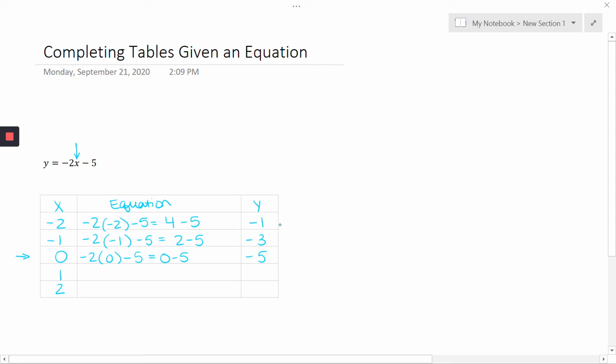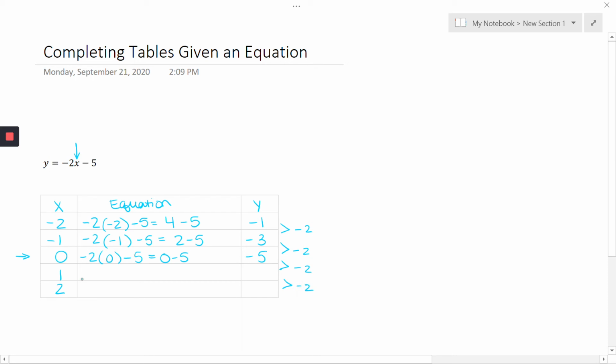Now I think I'm starting to see a pattern here. So from going from -1 to -3, I'm subtracting 2. And from -3 to -5, I'm subtracting 2 more. So it makes sense that I think I'm going to continue subtracting 2.